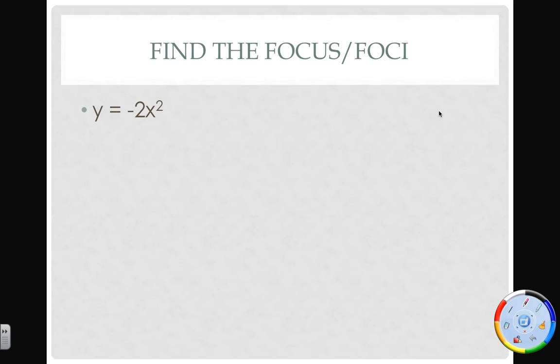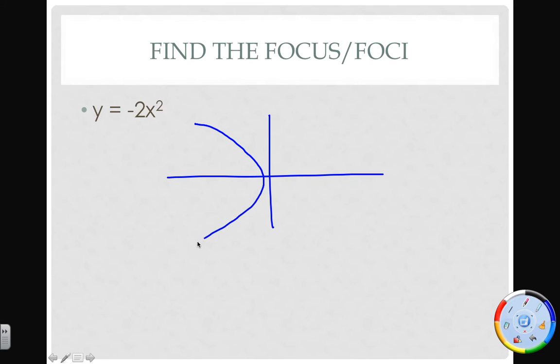I want to find the focus or the foci, depending on the type of problem we're dealing with. First one is y equals -2x squared. All right, so y equals -2x squared. If I was to sketch this a little bit, because it's a negative, it has to open this direction. We do have a vertex at 0, 0. I missed my 0, 0 point, but it's all right. And we have a focus out here.